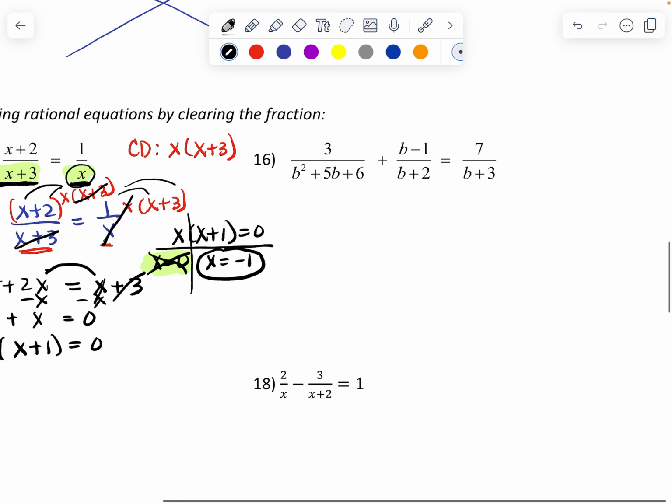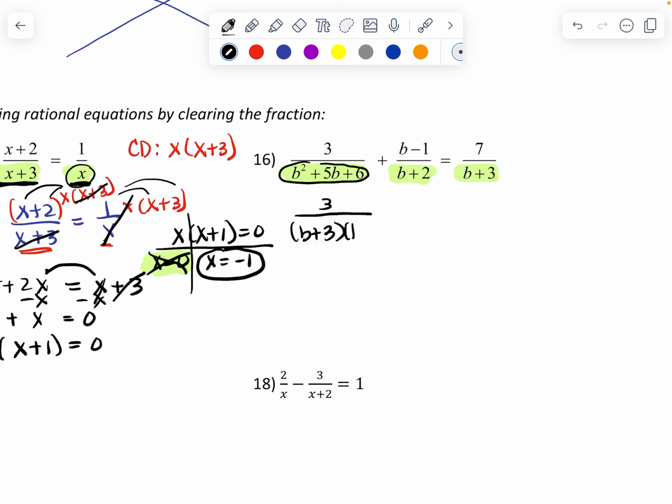All right, same thing with number 16. Look at your denominator. See if you can factor any of these. Okay, so if I look at the first denominator, this is just big X. So that's going to factor to b plus 3 times b plus 2. And then this is b minus 1 over b plus 2, which does not factor. And then this is 7 over b plus 3, which again does not factor.